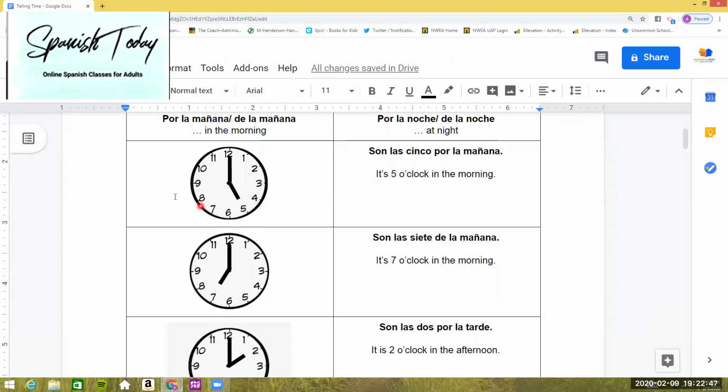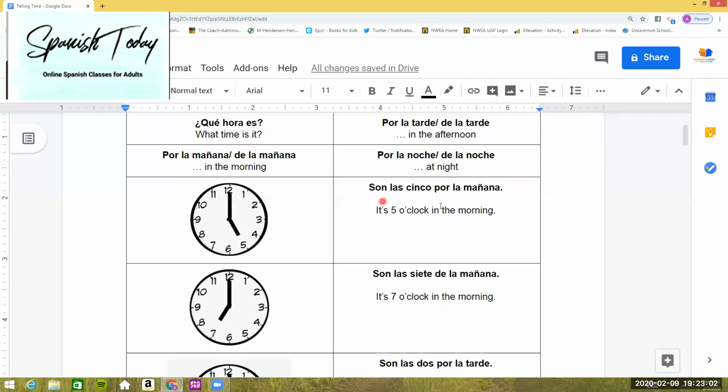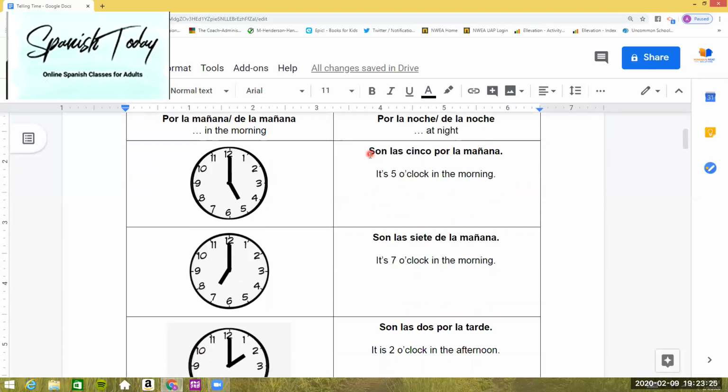Okay, so now let's learn how to tell time to the hour. Okay, so this clock is 5 o'clock. So if we wanted to say it's 5 o'clock in the morning, this is what we would do. Son las 5 por la mañana. Do y'all see that? That's the in the morning coming up, por la mañana. And then we always start with son, unless it's 1 o'clock, which we'll get to. Son las, and you put the number and then the time of day. Can you say it with me? Son las 5 por la mañana.